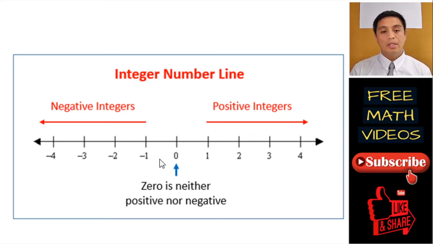So let us review. Integers are 0, 1, 2, 3, 4, and so on. It could go to 100, 1 million, 1 billion, and beyond that number. And it could also be 0, -1, -2, -3, -4, -20, -50, -100, -1 billion, -1 trillion, and so on. As long as there are no decimal digits or it doesn't include fractions, all those numbers are integers. They could be positive or negative.